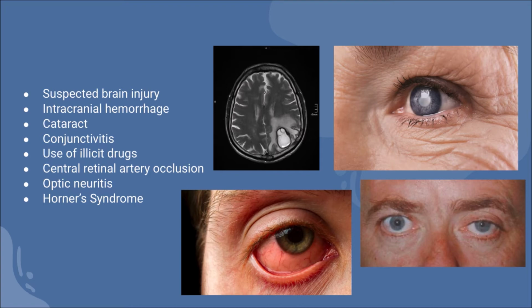And then lastly is Horner syndrome. So this condition affects the nerve supply to the eye, and so pupillary assessment can help determine its effect on the pupils. So here in this picture of the man with one eye that's drooping, that is a symptom of Horner syndrome.